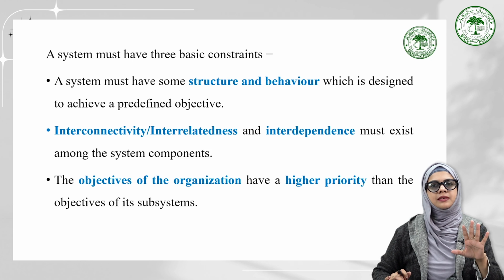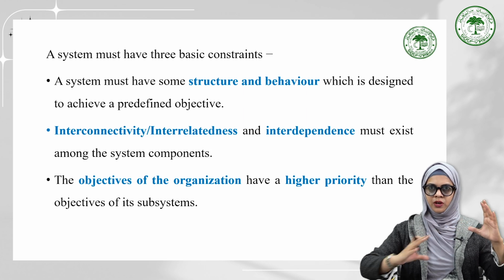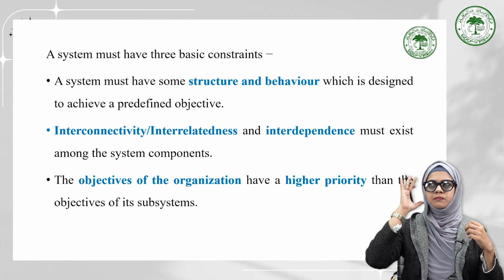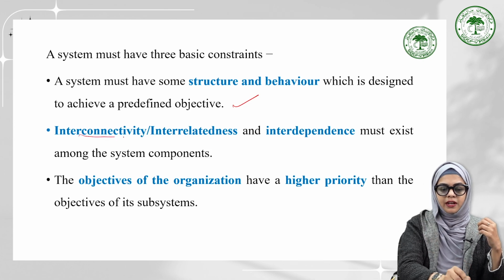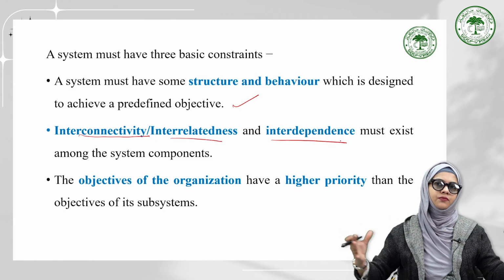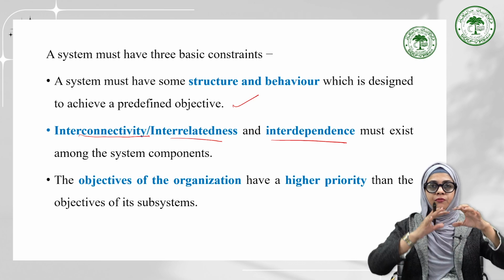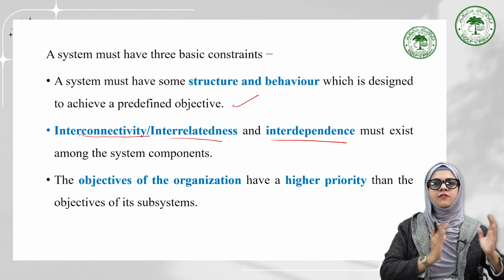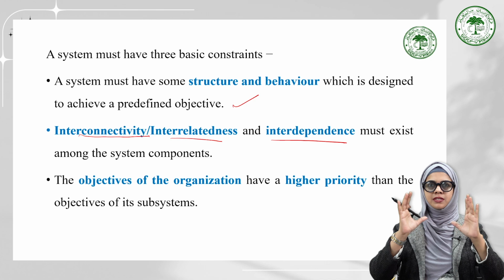So a system has three basic constraints. The first constraint is that it should have a basic structure or a behavior which is designed to achieve a preconceived or predefined objective. The second constraint is the interconnectivity, interrelatedness, and interdependence that must exist between the different types of components. The third constraint is that the objective of the whole organization has a higher priority than the objective of its subsystem. So these are the three constraints on which the system is based.